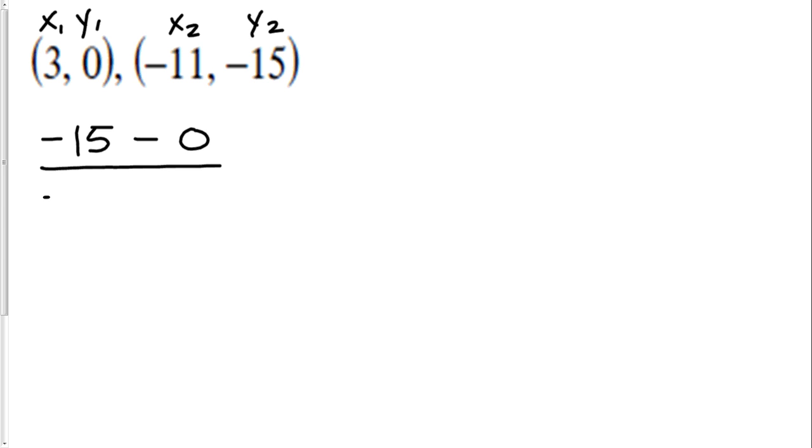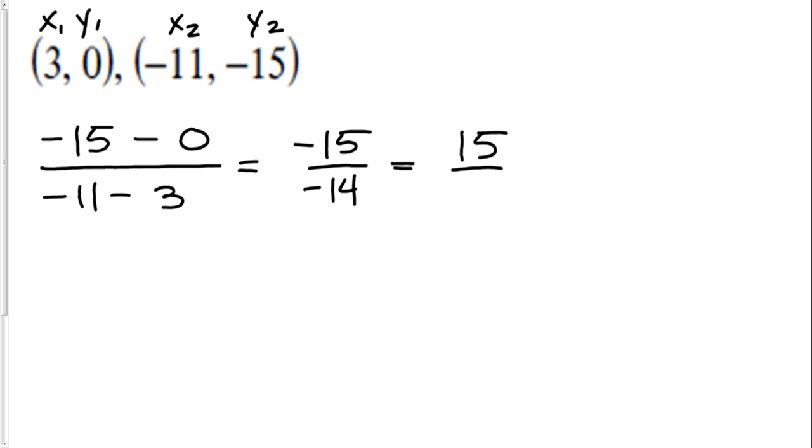All right, last example. Hopefully at this point we're getting used to labeling our points: x1, y1, x2, y2. So we get negative 15 minus 0 over negative 11 minus 3. That gives us negative 15 over negative 14. Can we simplify that? Absolutely. What you have to remember is that a negative divided by a negative is really just a positive number. So the simplified form would be 15 over 14.